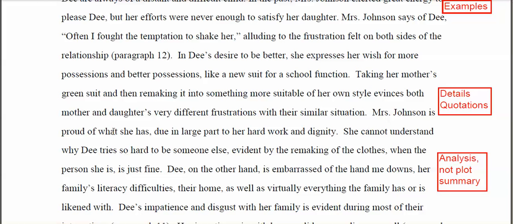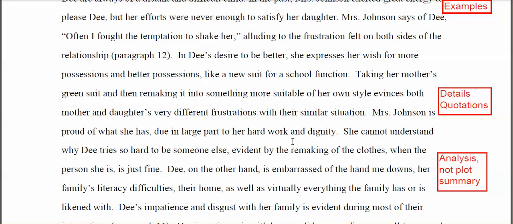Mrs. Johnson is proud of what she has, due in large part to her hard work and dignity. She cannot understand why Dee tries so hard to be someone else, evident by the remaking of the clothes, when the person she is just fine. Dee, on the other hand, is embarrassed of the hand-me-downs, her family's literacy difficulties, their home, as well as of virtually everything the family has or is likened with."